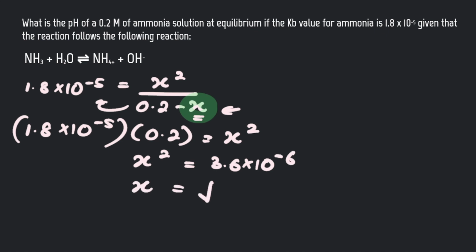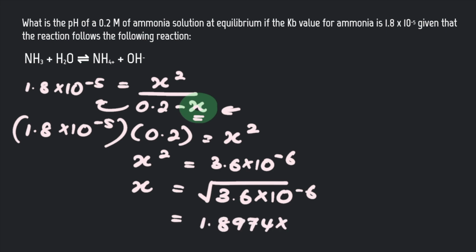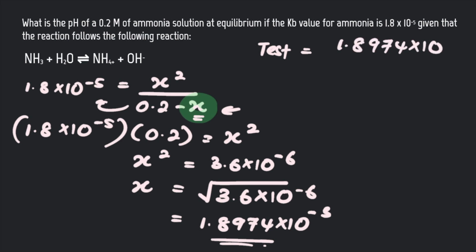So you want to find your x, which is the square root of 3.6 times 10 to the power of negative 6. So you will get x equivalent to 1.8974 times 10 to the power of negative 3. Since we are using the approximation method, we need to do the test. So the test is the value of x, 1.8974 times 10 to the power of negative 3, divided by the initial concentration, which is 0.2, and you need to times 100.